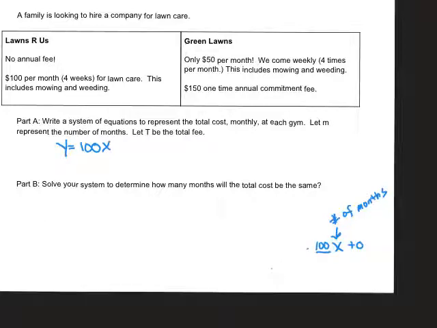So green lawns says only $50 per month. Well, that already sounds like a better deal, doesn't it? It's only going to be $50 per month. Better than $100 per month. How do we express $100 per month? Well, we said y equals 100x. So $50 per month is going to be y equals 50x. Well, Mrs. Evans, I can already tell you the right side's a better deal.